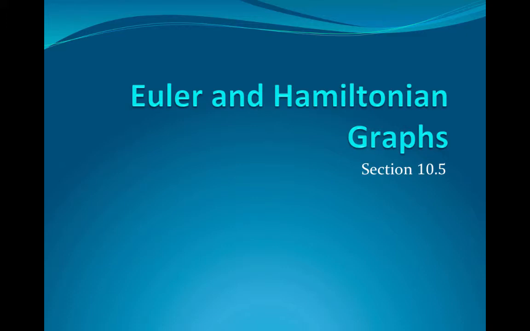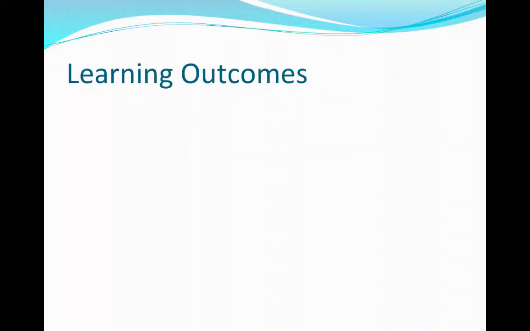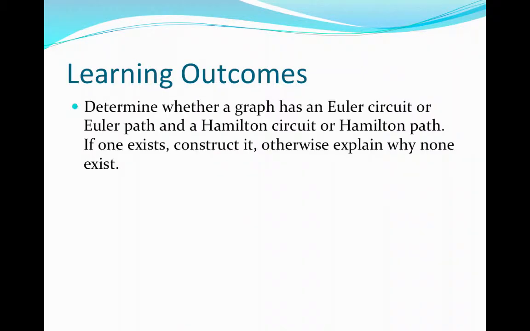In the next series of videos, we are going to cover section 10.5, Euler and Hamiltonian graphs. So by the end of this section, you should be able to determine whether a graph has an Euler circuit or an Euler path, and you should be able to determine whether a graph has a Hamilton circuit or a Hamilton path. You will also be able to construct one if it exists, or be able to explain why none do exist.